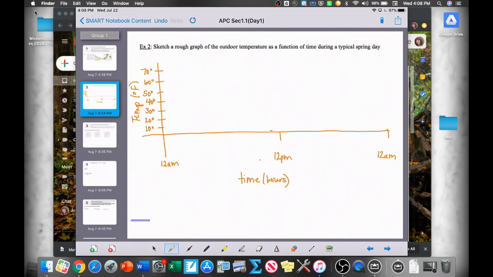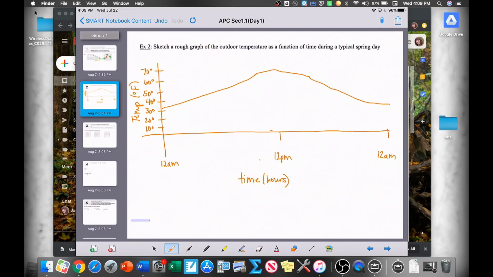And what we would expect is that it's going to be warmest from maybe 11 a.m. until about 2 p.m., right? So this right here is going to be the highest part of our graph. Earlier in the day, it's working its way up to that temperature, and later in the day, it's working its way back down. So we do get that sort of bell curve shape if we think about what we would expect outdoor temperature to look like as a function of time on a typical spring day.